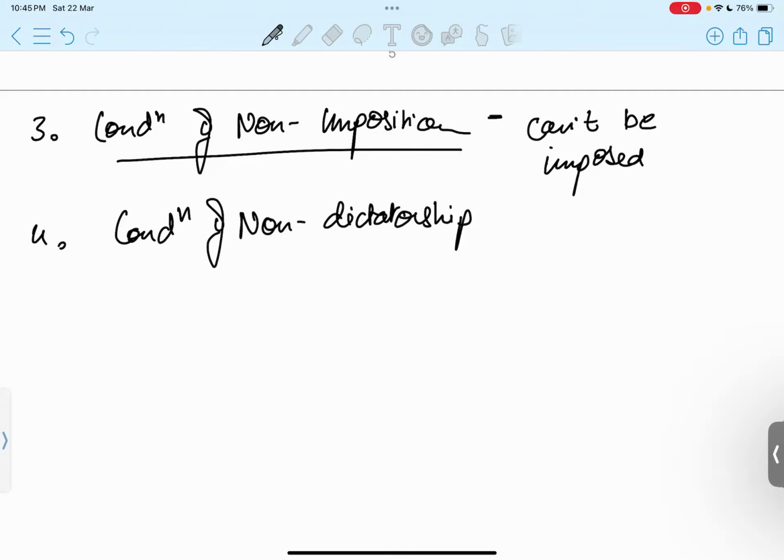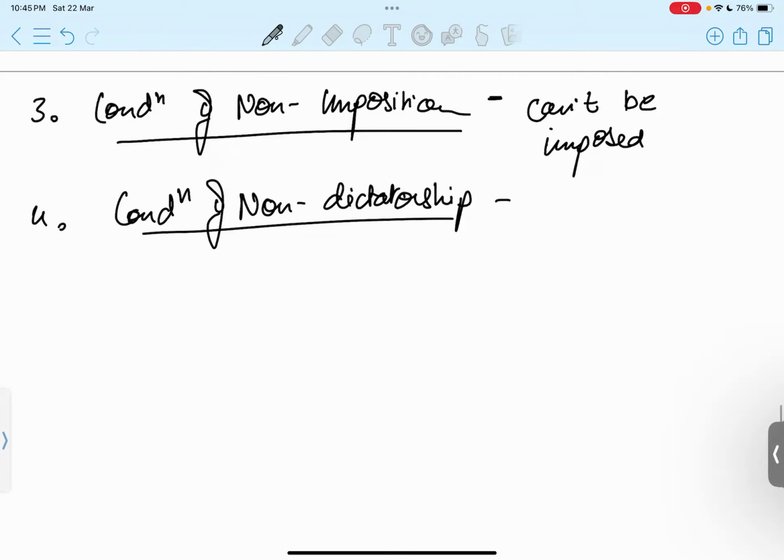So under non-dictatorship, we see that the choices shouldn't be dictated by any single individual, but should be made by the democratic method of voting, or through majority or consensus. But it shouldn't be dictated by any one individual in the society.